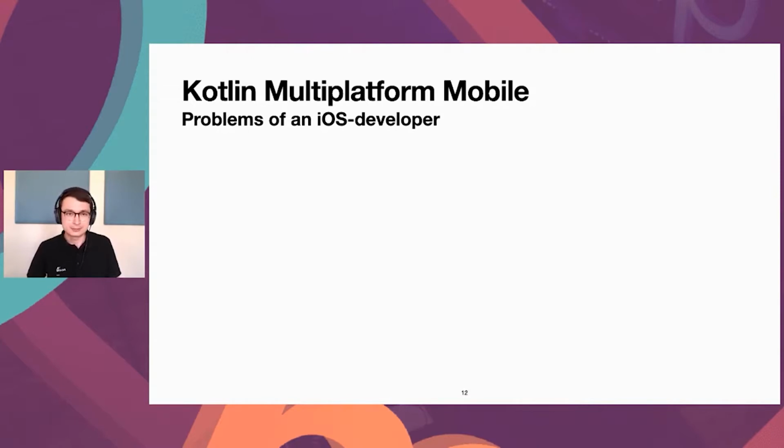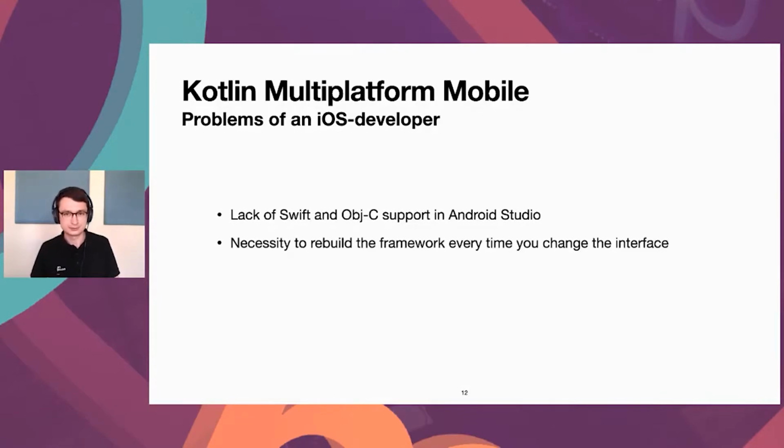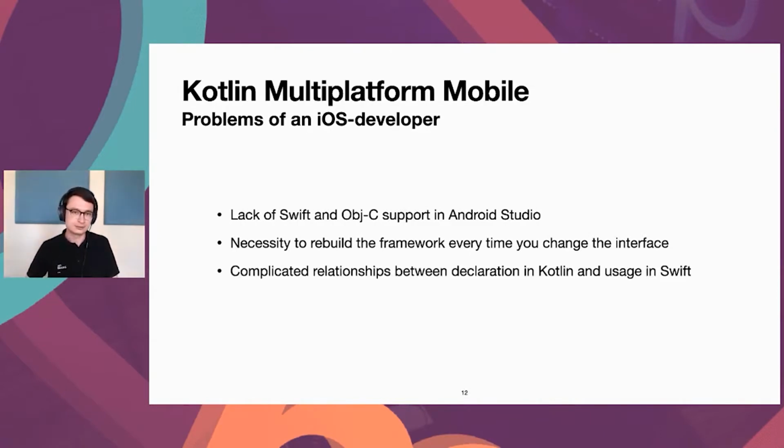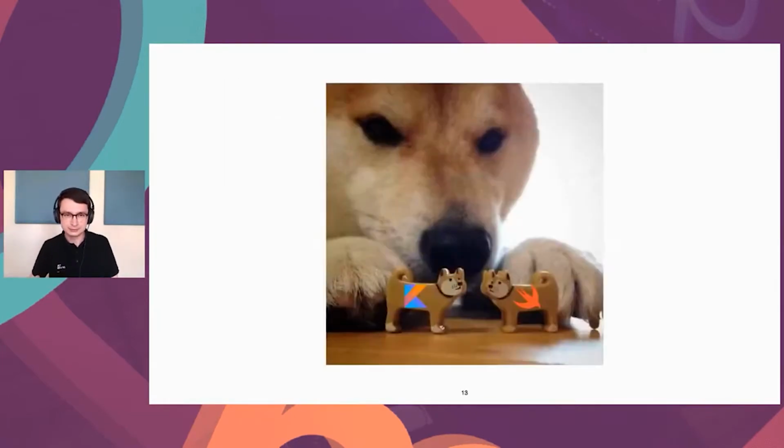So to summarize, what problems did we get there? We have a lack of Swift and Objective-C support in Android Studio. We have the necessity to rebuild your Kotlin framework every time you make a change. And also the huge gap between the declaration in Kotlin and the usage in Swift. In an ideal world, it would be very nice to make these two worlds closer to each other. Android Studio doesn't support Swift and Objective-C, but we have AppCode, which does.